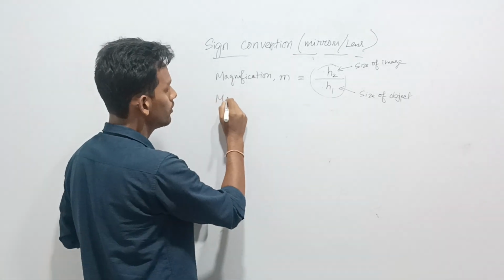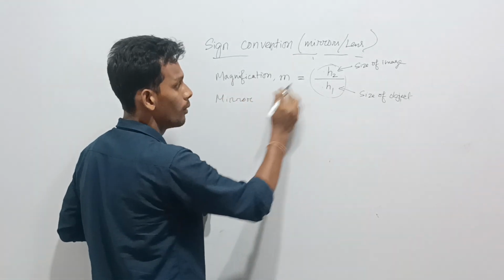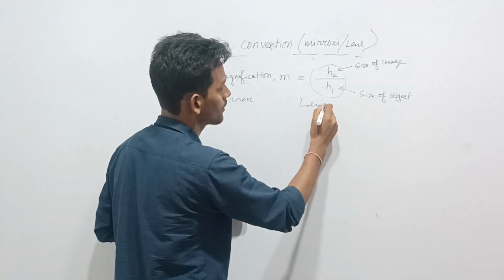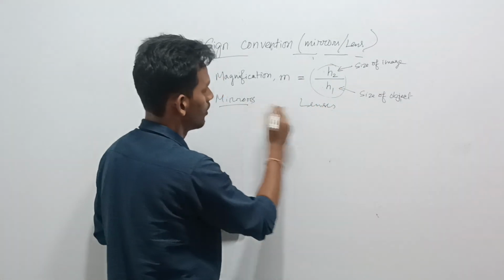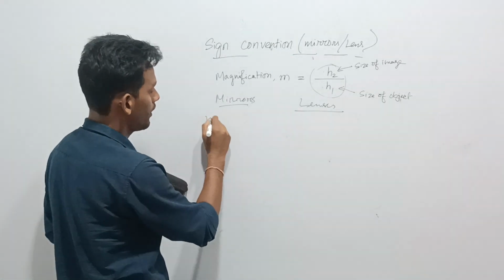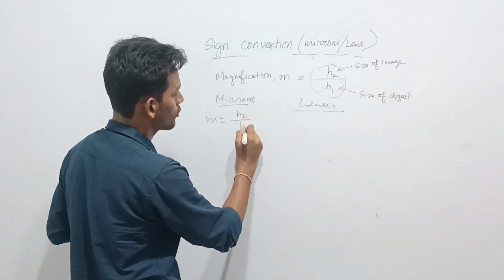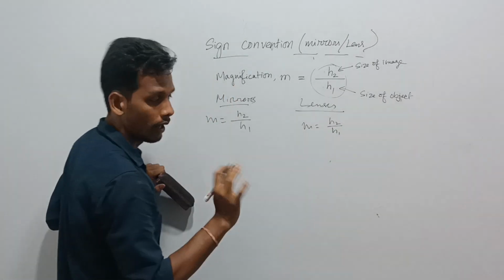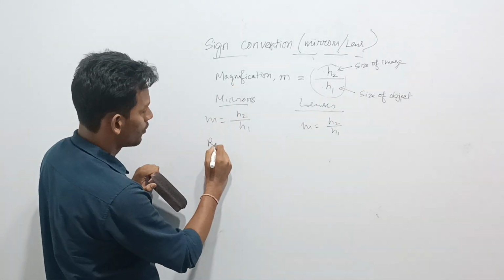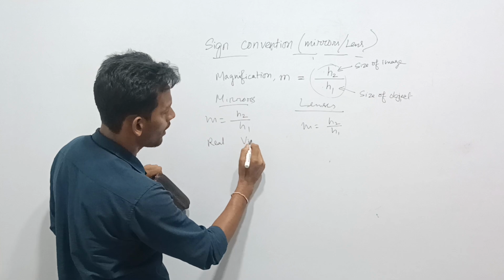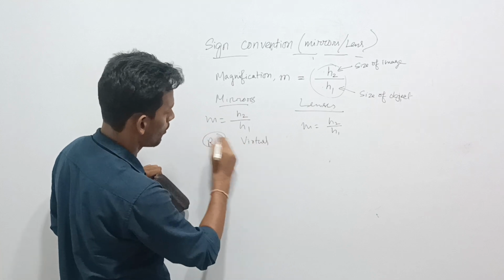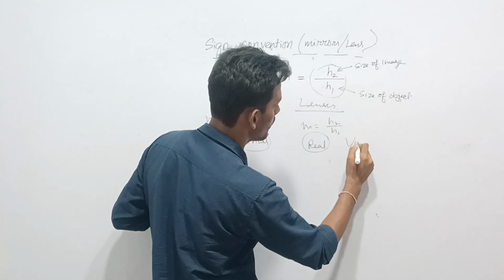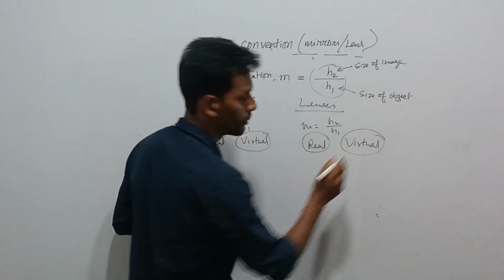For mirrors or for lenses, the same formula is used for both mirrors and lenses. Here m is equal to h2 by h1. Same formula. So for mirrors, real and virtual images can be formed, and for lenses also, real and virtual images can be formed.